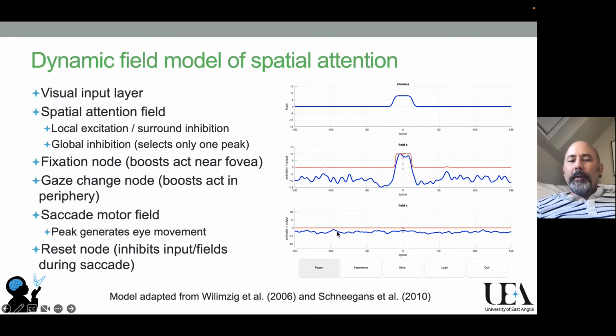And then we had a saccade motor field down here, which was responsible for generating eye movements to locations in the periphery. And finally, a node down here called a reset node, which basically inhibited the other fields and other elements in the architecture while the model was making a saccade, mimicking properties of the saccade motor system. I should note that this model was adapted from 2 prior dynamic field papers. Those are on our website if you're interested in learning more about the history of this architecture, as well as the many things that the architecture can actually do.